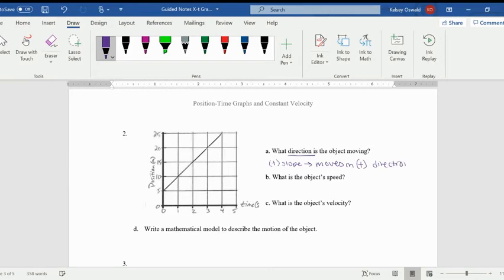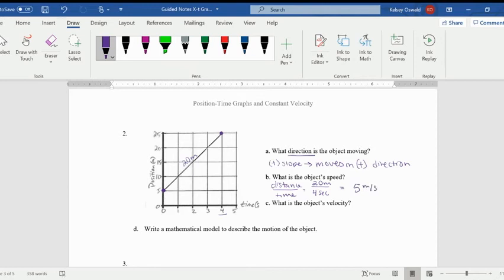Okay. When we want to find the object's speed, in this case, we're going to do distance divided by time. So if we look at this object, we can see that it starts at a position of 5 and ends at a position of 25. That means our object traveled a total of 20 meters. And since we're looking over a time interval of 4 seconds, we're going to divide that by 4. So we find that our speed here is 5 meters per second.